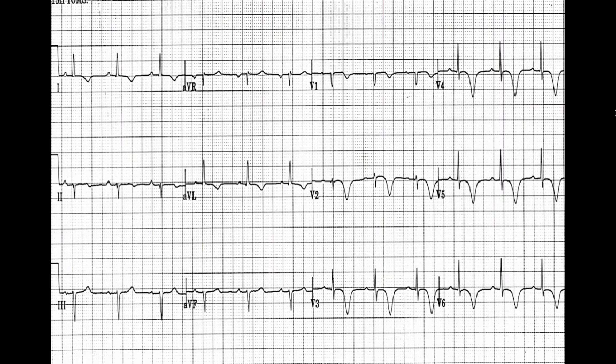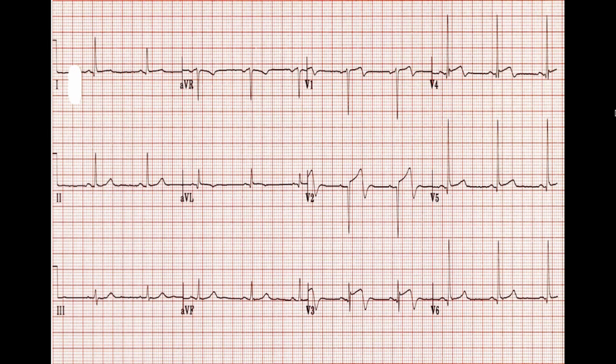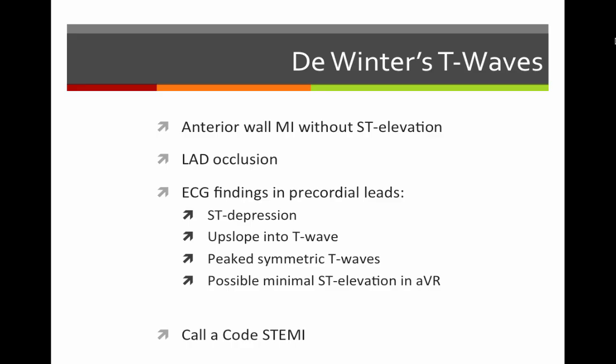Now that we've got our type B Wellens syndrome patient, remember we're going to move from type A to type B as they progress, and then it is going to turn into this anterior wall MI. And now we're seeing those Wellens signs turn into anterior wall ST elevation. There are other signs of anterior wall MI that will present without ST elevation on your 12 lead, but you should still be calling a code STEMI, should still be activating the cath lab.